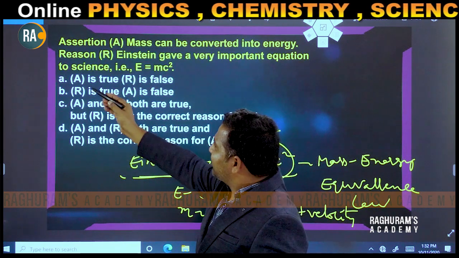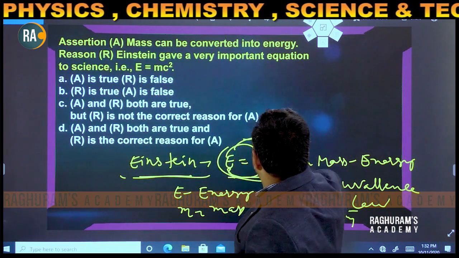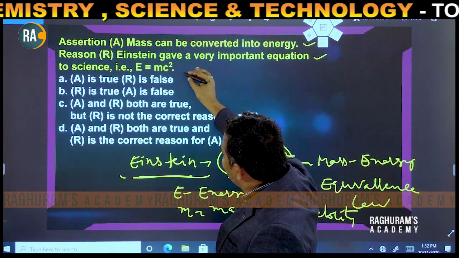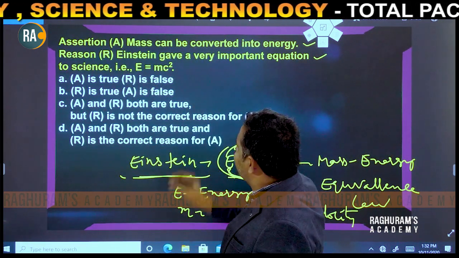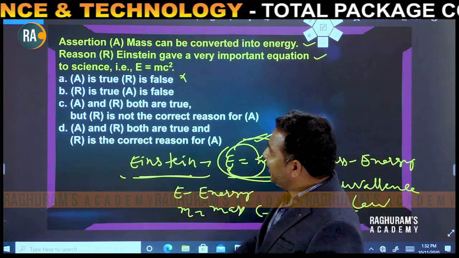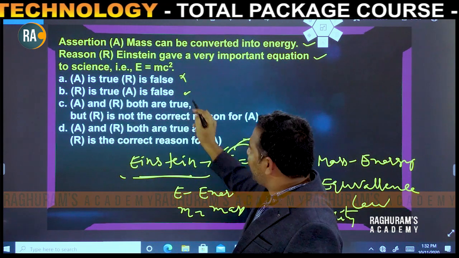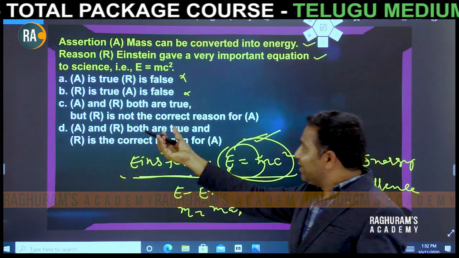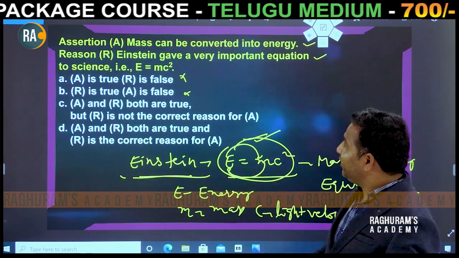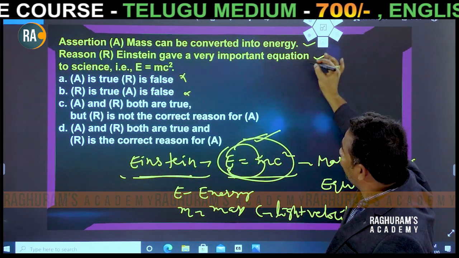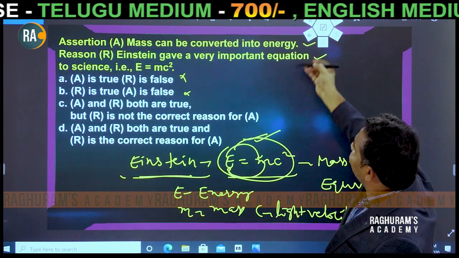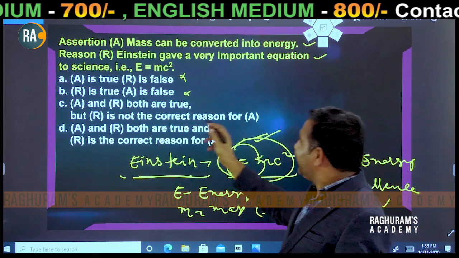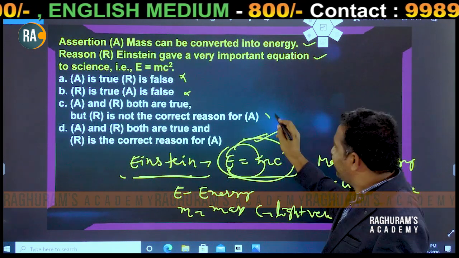Option A says assertion is true, reason is false. Both are true here, so option A is false, a wrong option. Option B says reason is true, assertion is false. This is also a wrong option. Option C says assertion and reason both are true, but reason is not the correct reason for assertion. Here reason is the correct reason for assertion, so this is also a wrong option.